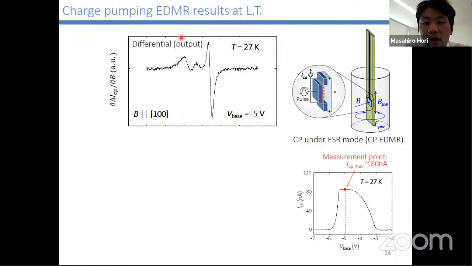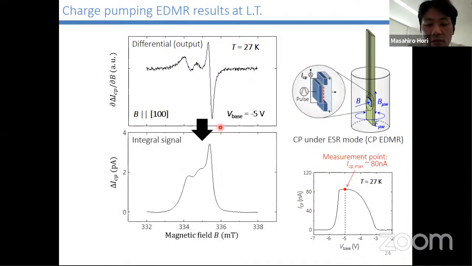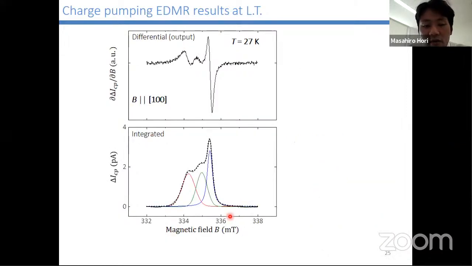You can see several peaks are observed. We integrated this signal with respect to the magnetic field. This is an integrated signal. We deconvoluted this signal into 3 peaks, as shown in this figure. We then identified this signal from the resonance field.